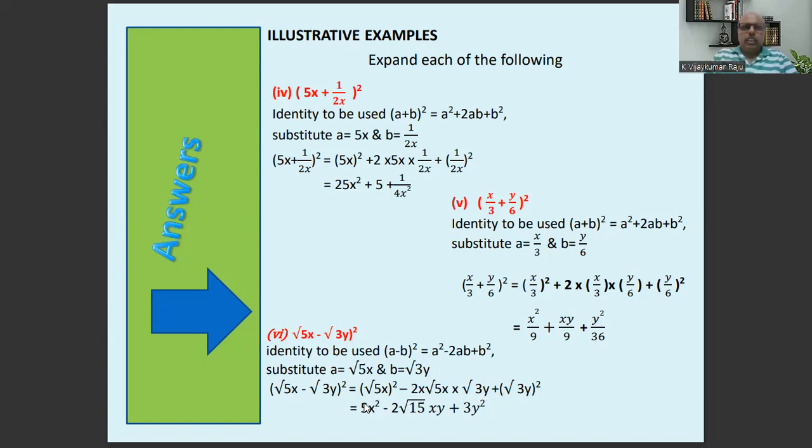Root 5 square is nothing but 5. So root 5 into root 5 is root 25, which is 5. So it is 5x square minus 2 root 5, root should multiply with root. So root 5 into root 3 is root 15 xy. Plus root 3 square is 3 and y square. So 5x square minus 2 root 15 xy plus 3y square. So now I think you would have understood how to handle if it's a form of a fraction or a root is given or whatsoever.